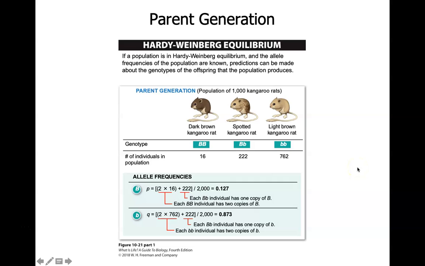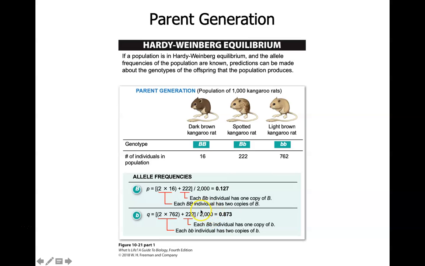Now, we can calculate Q 2 different ways. Remember, P plus Q equals 1. So at this point, we can use that equation, take 1 minus 0.127 to get the frequency of Q. Instead, we're going to walk through this calculation again. On paper, I don't care which one you use unless I specifically ask you to directly calculate both.